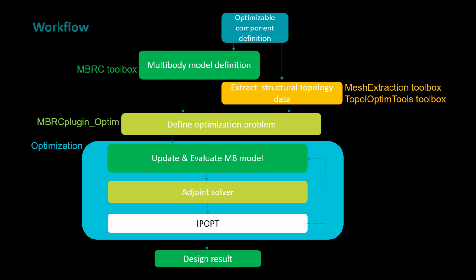Next, we use an MBRC plugin to obtain the adjoint derivatives based on the multi-body simulation, such that we can get very accurate and very fast gradients with respect to our different design variables. Once we have this problem set up, we can continue to the actual optimization in which we update and evaluate the multi-body model. We run the adjoint solver, and finally we use the open source framework IPOPT as an optimizer in order to improve our designs and to come up with the design results. Now this is the theory. Let's have a look at what this looks like for the actual implementation.